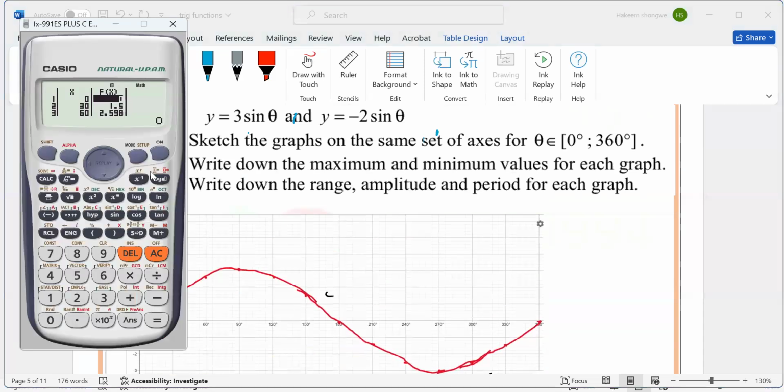Now, if we do this one, we go back to table again. Table. And then from the table, we're going to have 7. And then we put minus 2 sine alpha x, close bracket, equals to, start at 0, and what we want to end, step 30, equals. Okay, you will give me the values then.